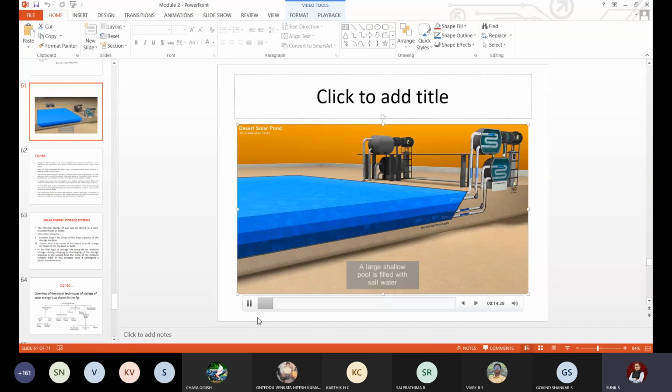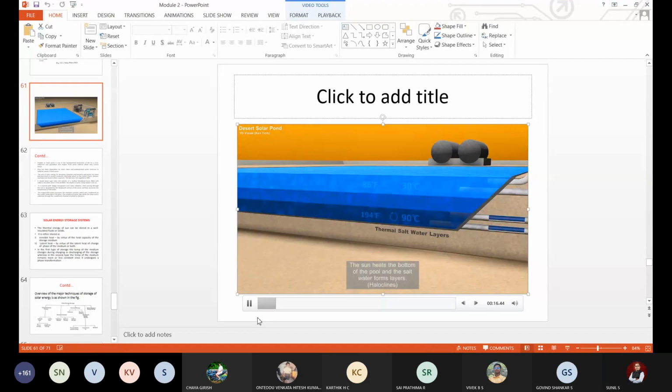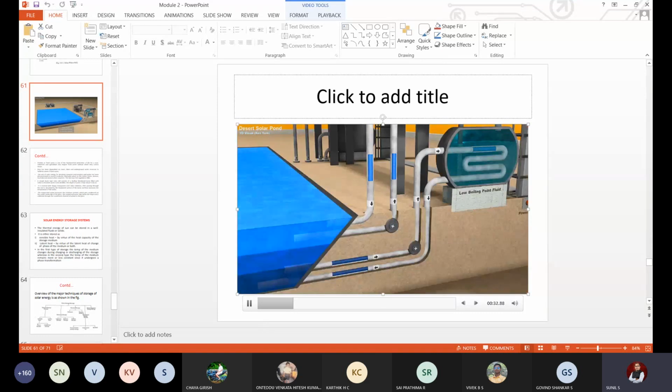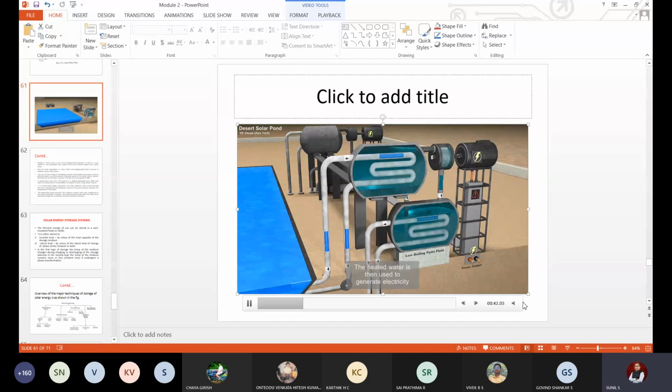Can you see it? As I told you, you can see here different layers are at different temperatures. The bottom layer is at 90 degrees centigrade, so that water gets boiled. Clearly in this video you can zoom and see the bottom layer is at a high temperature of 90 degrees or so, so that the topmost layer will be free of salt. The water which is free from salt starts floating.